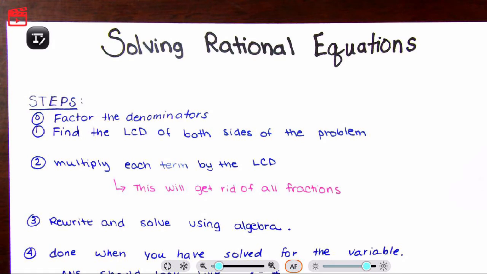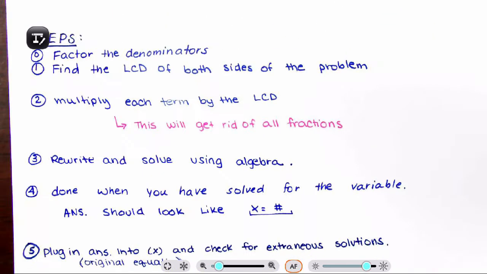You're going to multiply each term by the LCD. This will get rid of all fractions. It's wonderful what happens. You're going to then rewrite and solve using algebra. We're going to try to get rid of all the fractions. We don't like fractions. I mean, fractions want to be loved. However, it is very difficult to love fractions sometimes, so we want to get rid of them. So once you have gotten rid of all of your fractions, you're going to rewrite using algebra, and you're done.